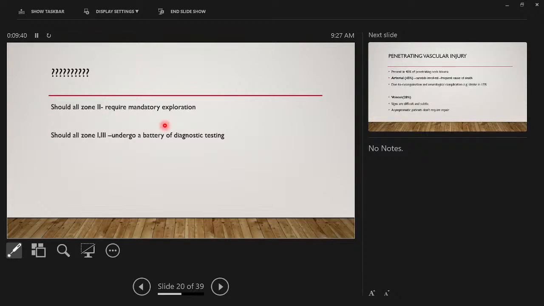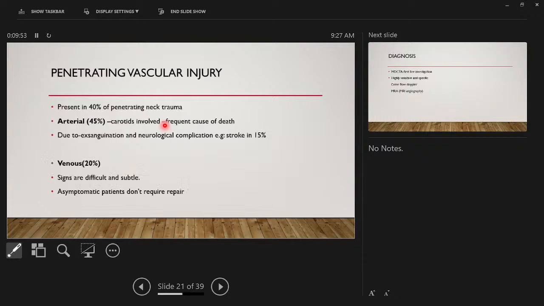We have a question we learned in our PG preparation time, that all zone 2 injuries should go for OT repair, not 1 and 3. But it's not like that. I'll be dealing with it subsequently.